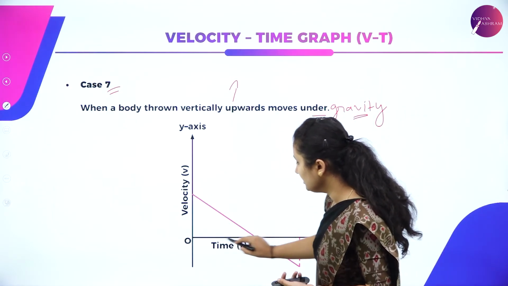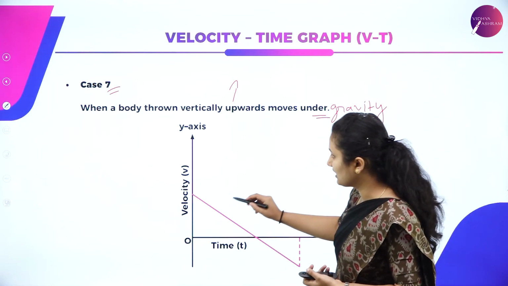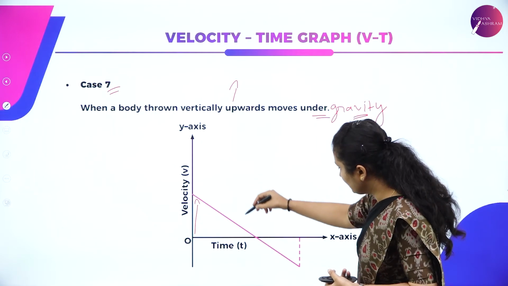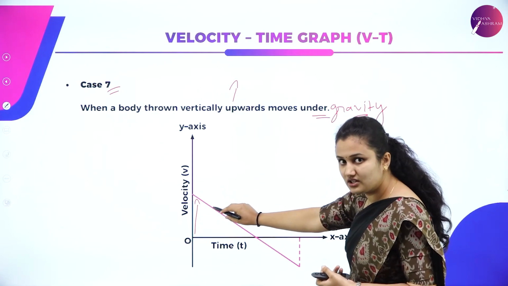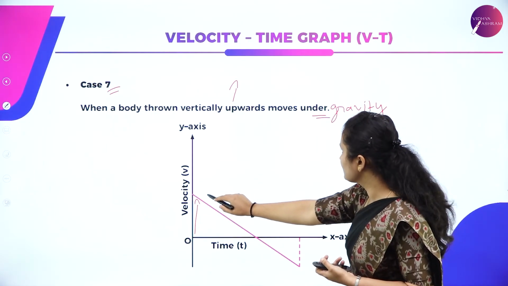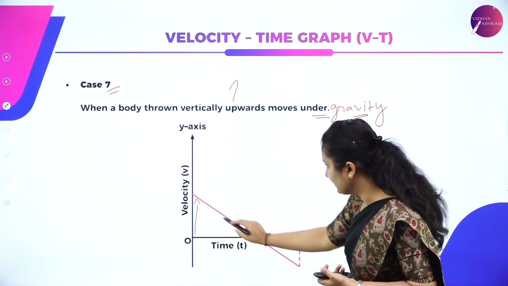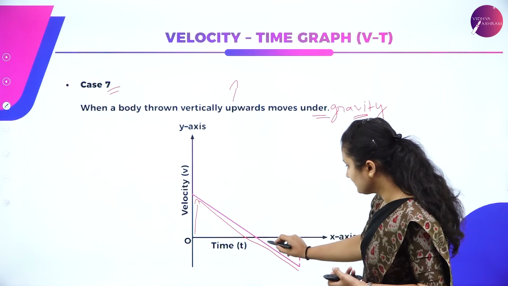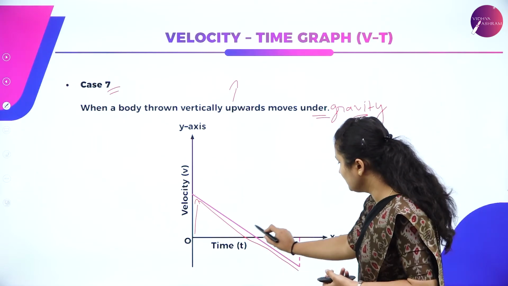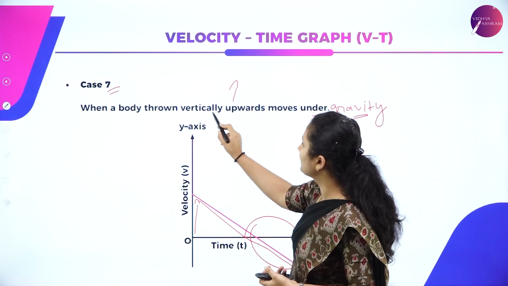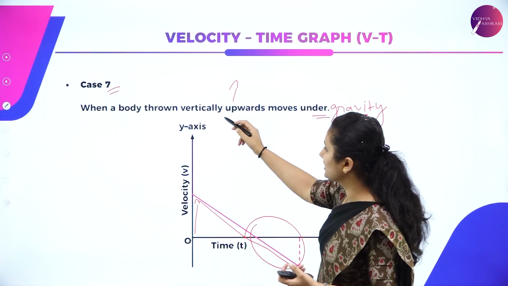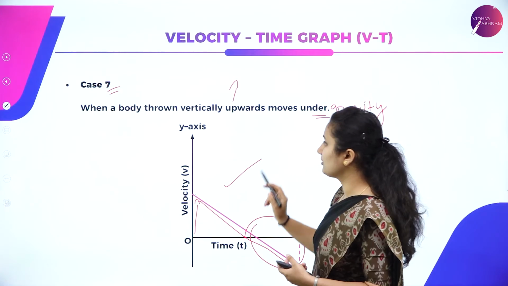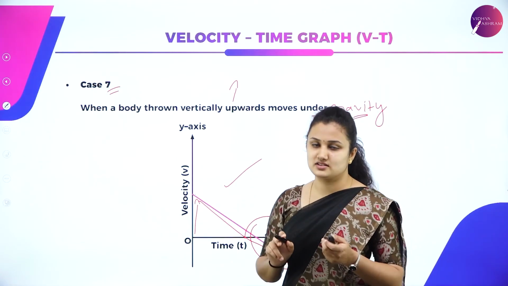So velocity is along the y-axis and time is along the x-axis. You can see when the object is thrown up, it moves under gravity. Due to the gravitational force, you can see the object moves under gravity. You can see a line crossing the x-axis, going below the x-axis. So this represents the vertically upward motion. The object is thrown vertically upwards and it moves under gravity. So this is the graphical representation for case 7.